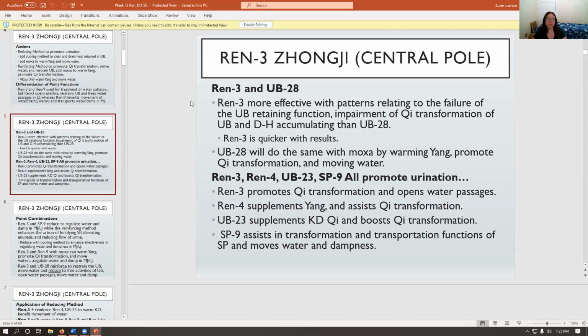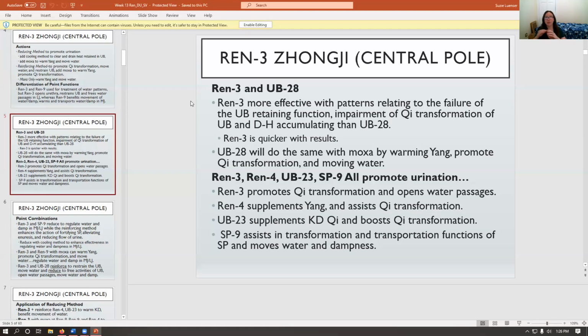And then Ren 3 versus Ren 4 versus UB23 versus spleen 9, they do all promote urination. We're basically looking at spleen points and kidney points here. So they all have to do with promoting urination. They just do it differently.